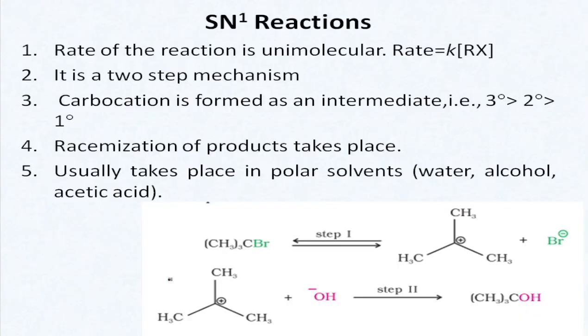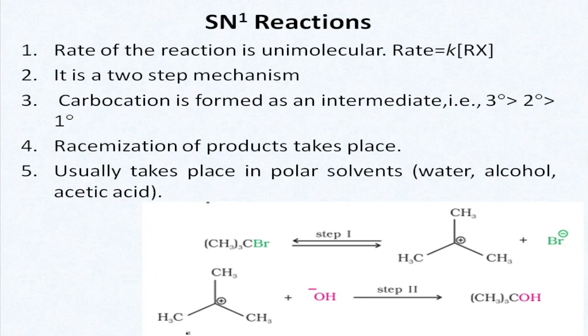SN1 is a unimolecular reaction, meaning the rate depends on the substrate only. It's a two-step mechanism, and a carbocation is formed as an intermediate. So racemization of products takes place, and it usually takes place in polar solvents like water, alcohol and acetic acid.